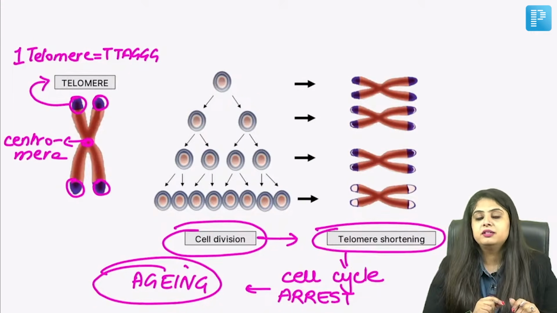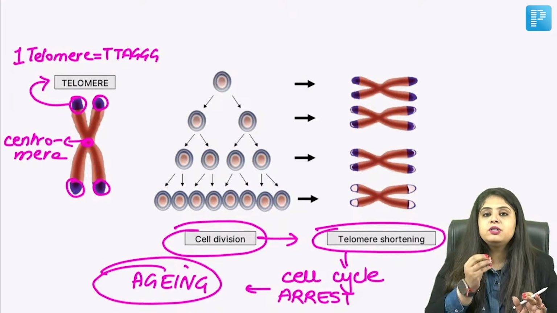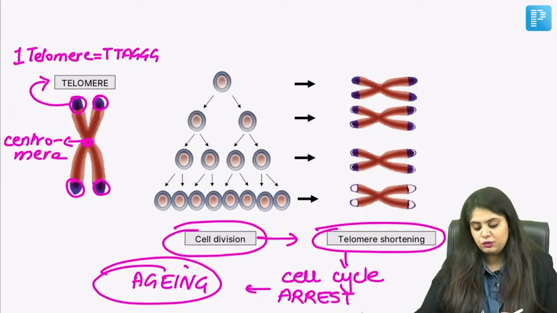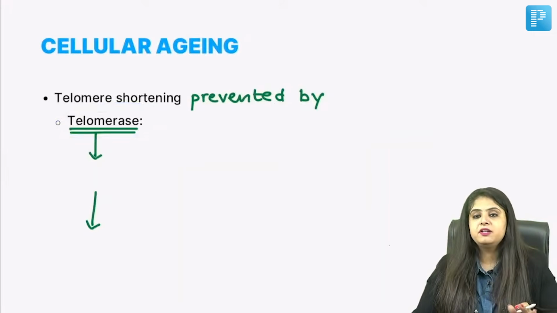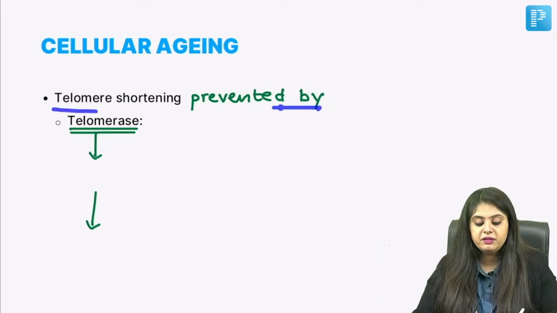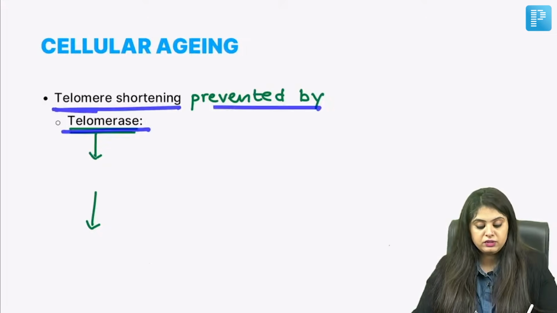God has given you something. You can't use it, but Bhagwan ne diya. It's like to tease you. God has given it to you and you can't use it also. And God has given you something called telomerase. Everyone has it. So who is going to prevent telomere shortening? Telomerase. Hota kya hai telomerase?